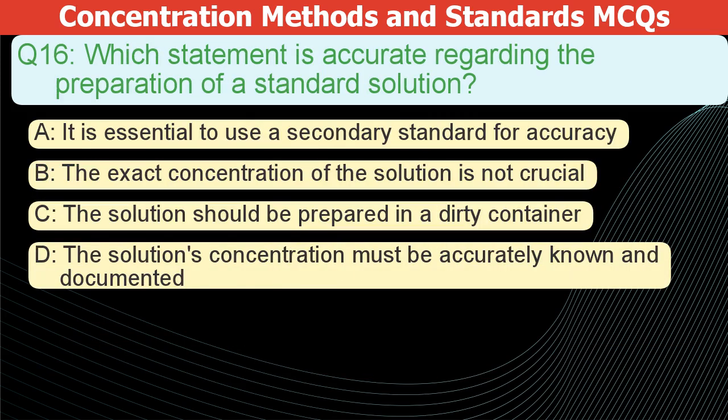Which statement is accurate regarding the preparation of a standard solution? A. It is essential to use a secondary standard for accuracy. B. The exact concentration of the solution is not crucial. C. The solution should be prepared in a dirty container. D. The solution's concentration must be accurately known and documented.